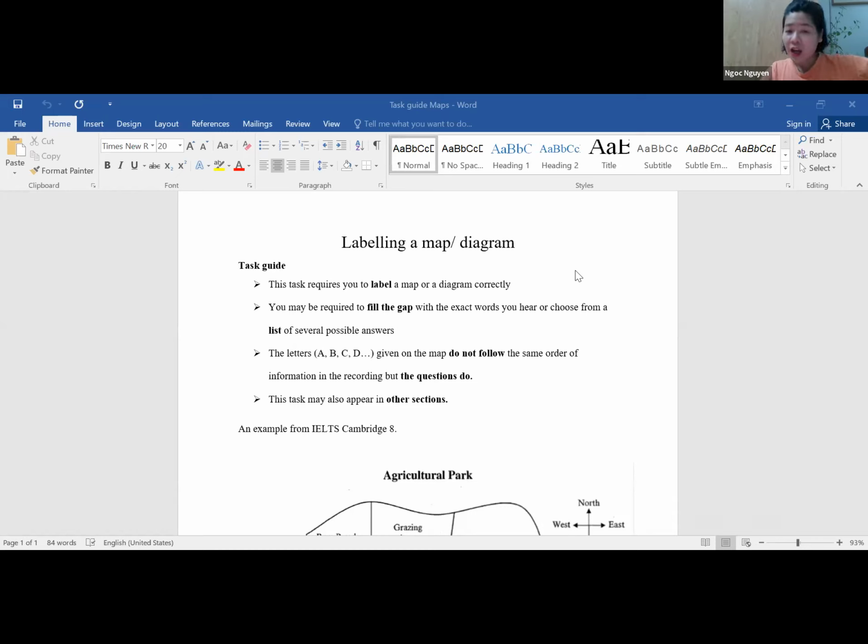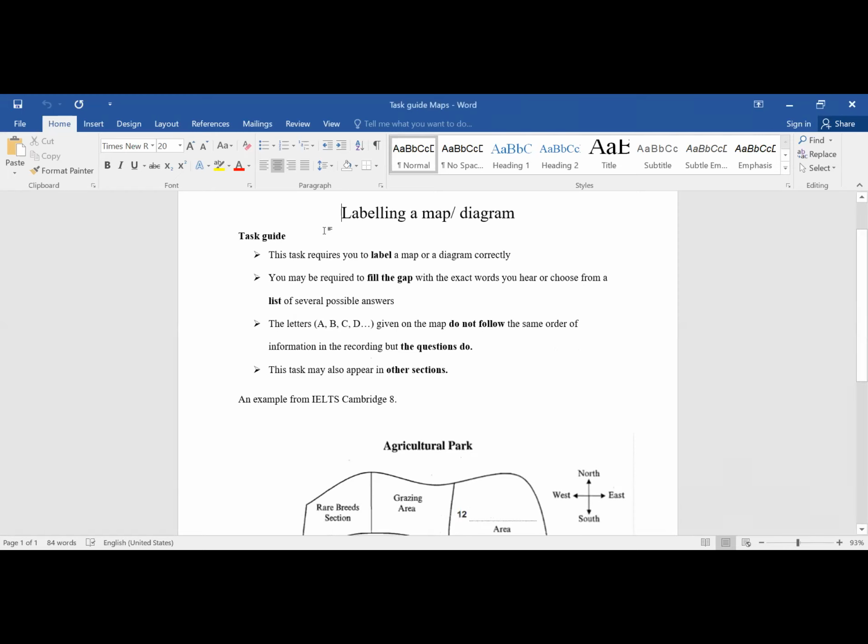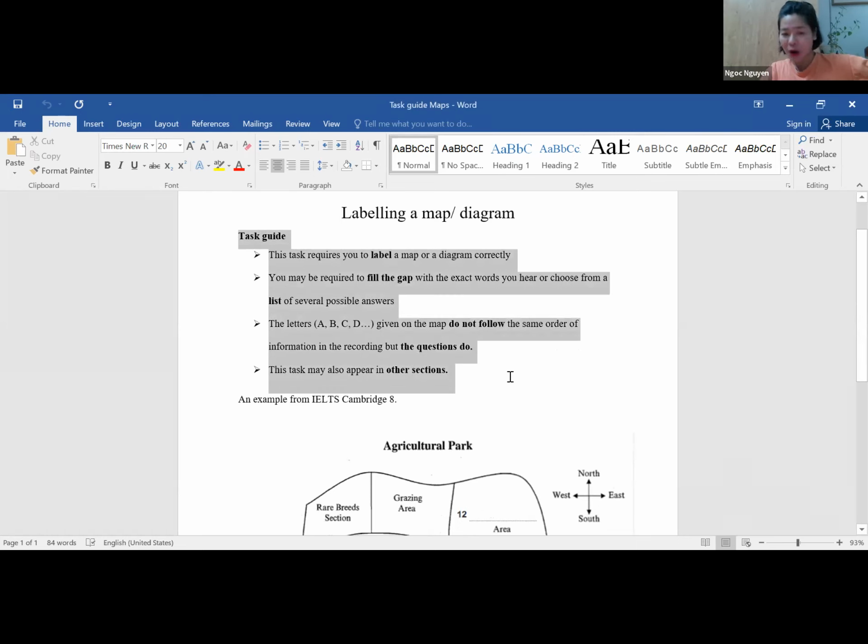Hello, Đức Anh. Hi, Đức Anh. Đức Anh, can you please unmute yourself? Hi, hello. And Đức Anh, can you please help us to read the task guide part?